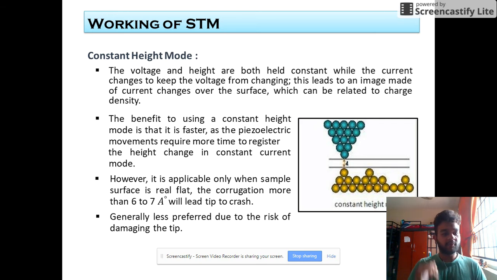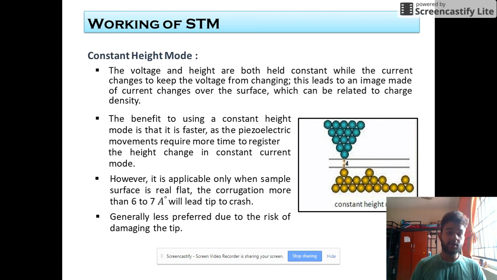In constant height mode, the voltage and the height are both held constant, while the current changes. This leads to an image made of current changes over the surface, which can be related to charge density. The benefit of constant height mode is that it is faster, as piezoelectric movement requires more time to register the height change in constant current mode. However, it is only applicable when the sample is really flat, about 6 to 7 angstroms. Any change in the sample will lead the tip to crash.